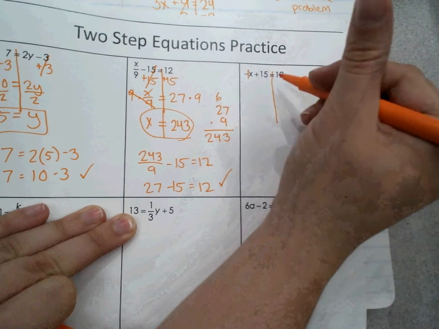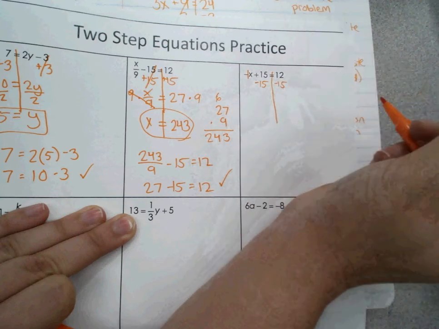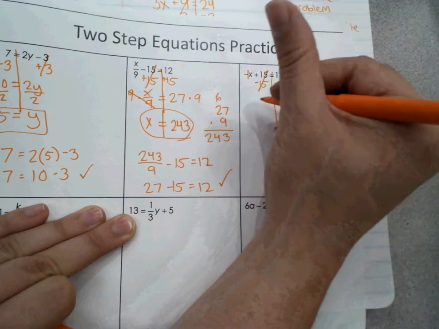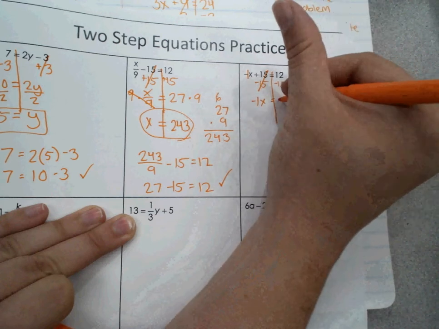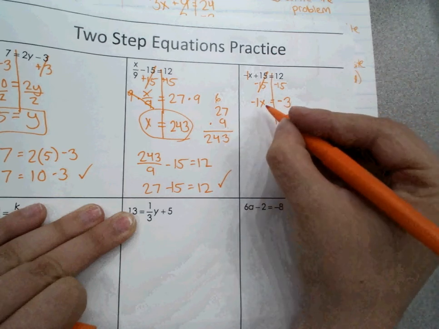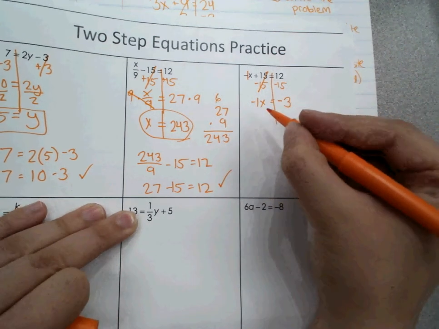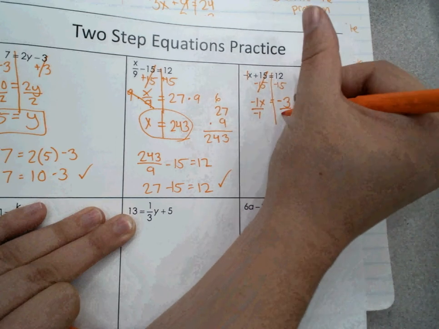Let's get rid of this plus 15 with the x first. So we're going to minus 15 on both sides. Then those will cancel, so we're left with negative 1x equals 12 minus 15, so negative 3. Now to get rid of this negative 1 with the x, they're next to each other, so that's multiplication. We'll do the opposite and do division. So divide both sides by negative 1.